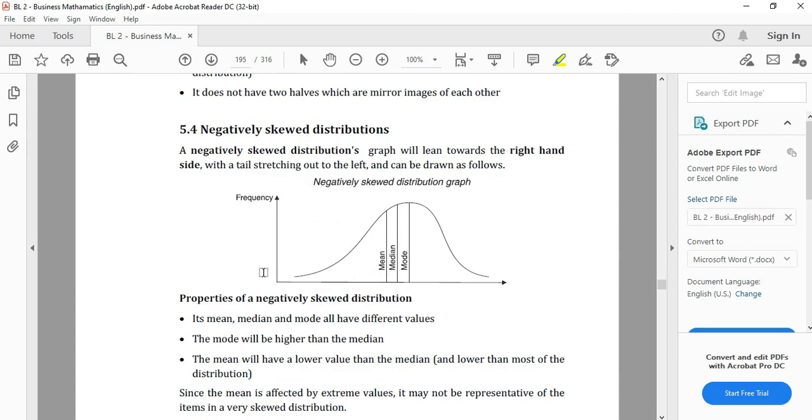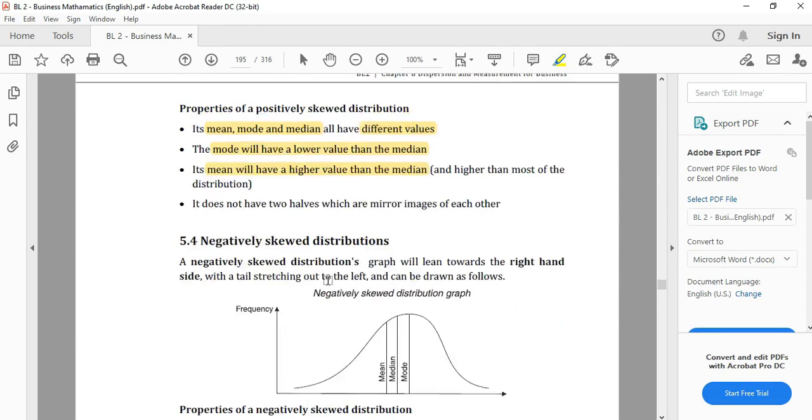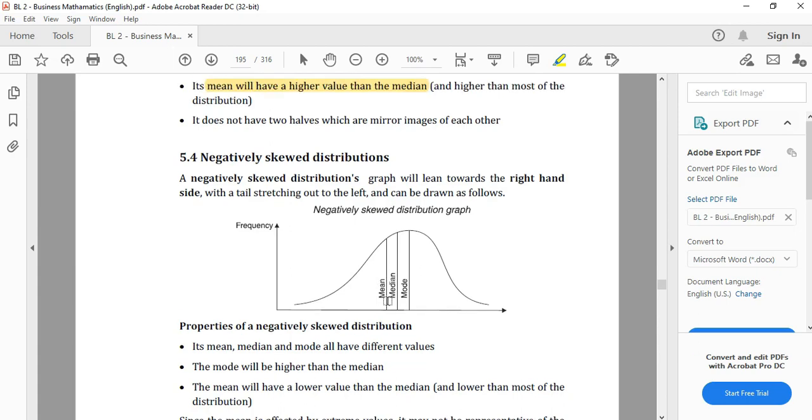Well, a negatively skewed one is moving towards the right-hand side. From symmetrical, this one is moving this way, whereas negatively skewed ones move this way. And the mean, median and mode are arranged like this: the lowest value is the mean, the median is the second lowest, and the highest is the mode.